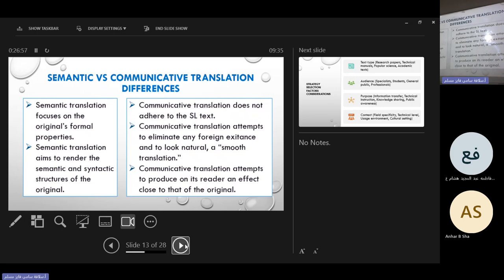Communicative translation attempts to eliminate any foreign existence. يعني هدفها إنه تشيل كل ما هو مش معروف، كل ما هو أجنبي. Okay? To eliminate any foreign existence and to look natural. A smooth translation. Okay? Communicative translation attempts to produce on its reader an effect close to that of the original. يعني كيف لما احنا نكتب باللغة الإنجليزية شغلة وأهل اللغة بيفهموها, same should be done with the communicative translation strategy.